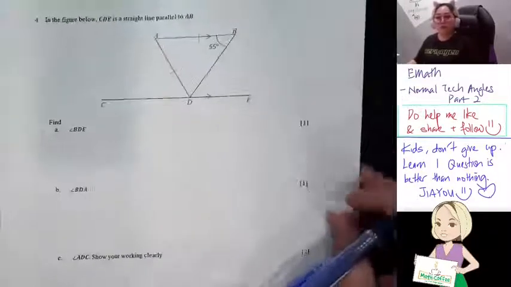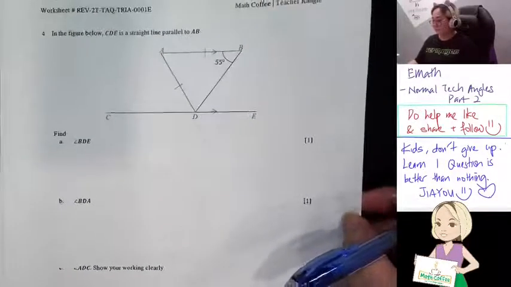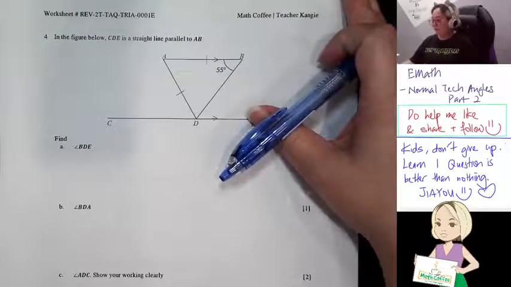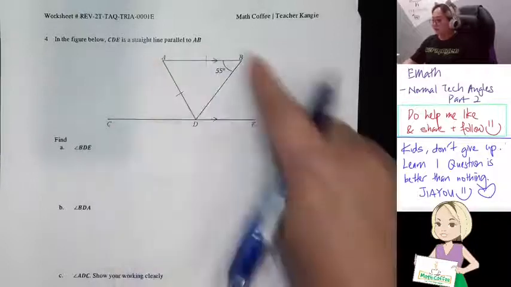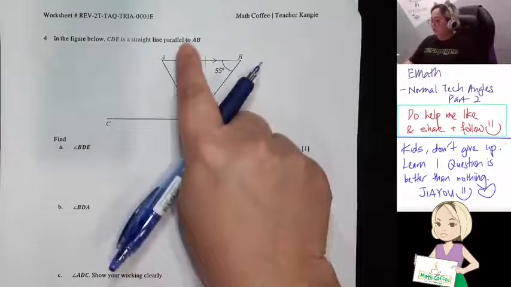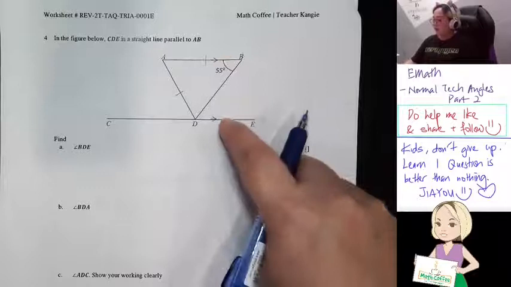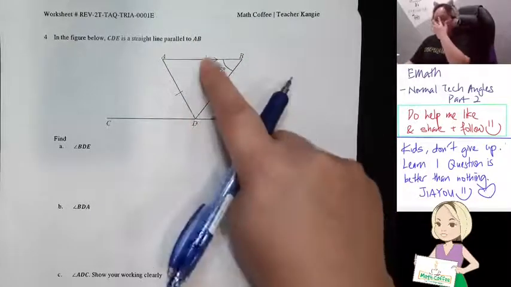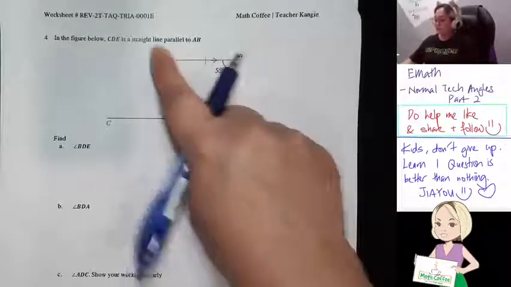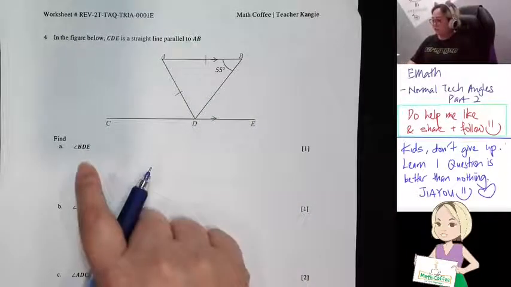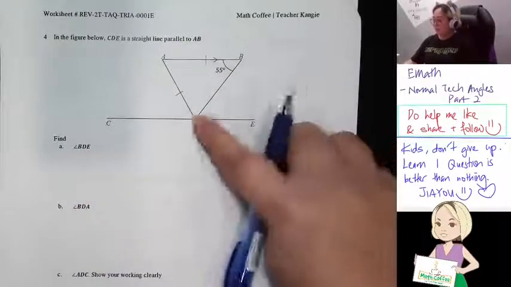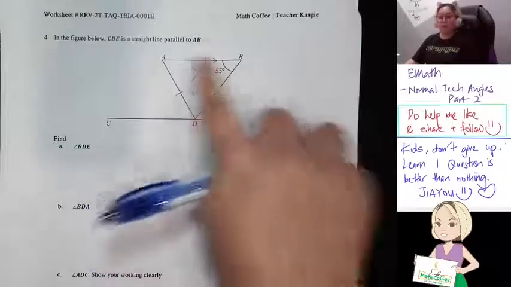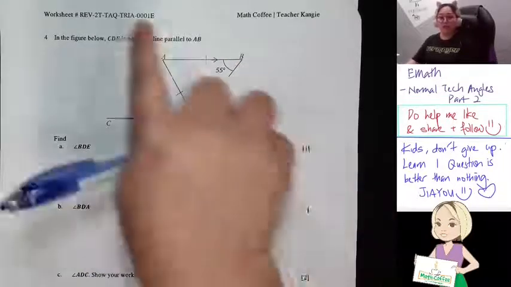Okay, next question. Parallel line. We always read the question. Okay, CDE is a straight line. They said that it's parallel to AB. Got the arrow already. If they never put the arrow, you got to put. And then additional thing is, you see these two markings, it means that this is an isosceles triangle. They asked me to find angle BDE. So this one is the question mark. You're supposed to find this one. Last lesson I mentioned alternate angle.